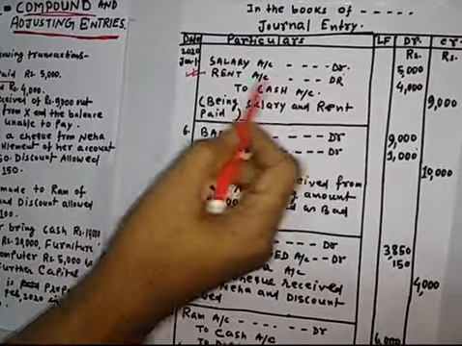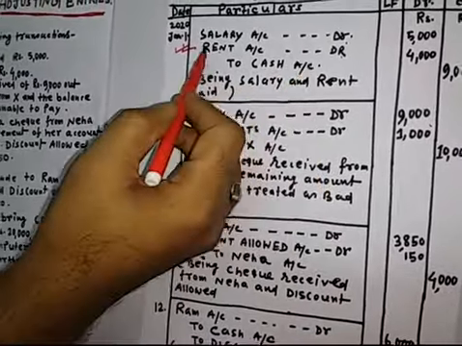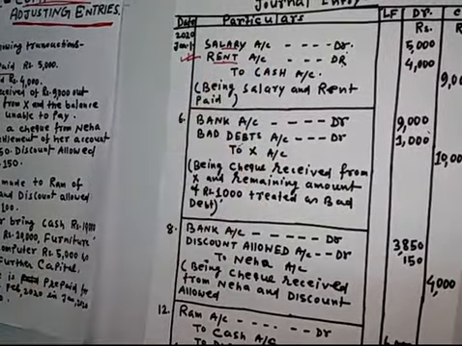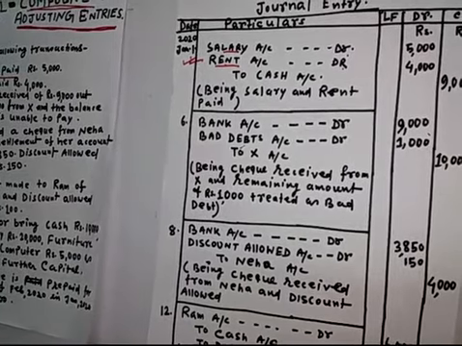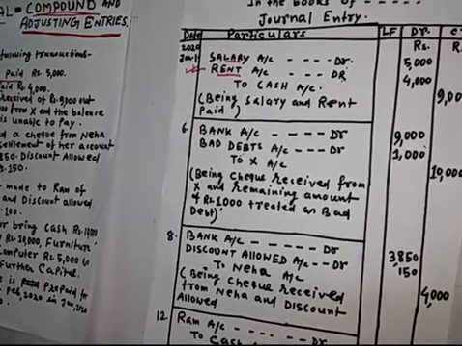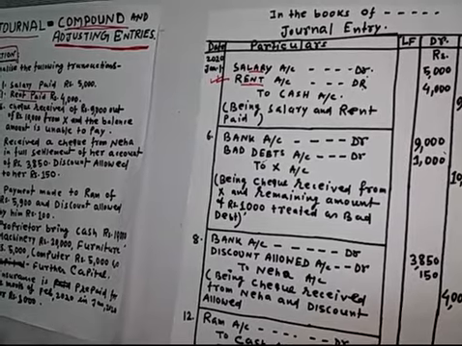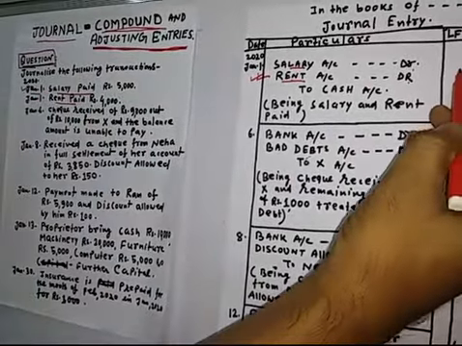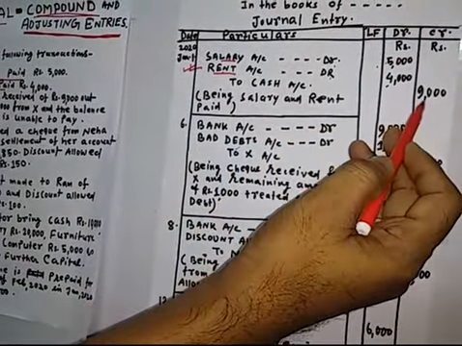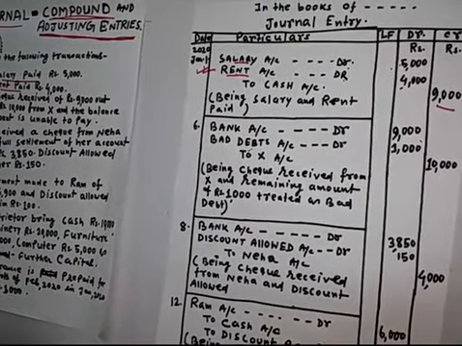Salary account debit, rent account debit, to cash account. Why salary account debit and rent account debit? Because salary is a nominal account and rent is also a nominal account, and both are expenses. In both transactions, salary and rent, your money is going outside, so that is why cash is credited. Here salary is 5,000 and rent is 4,000, so together 5,000 plus 4,000 is 9,000, and 9,000 is credited. So clear on this transaction. This is the compound entry.